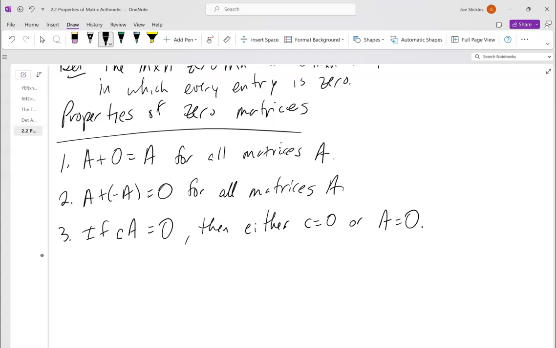It's important here that I've got the scalar times the matrix being 0. If I have two matrices and a product is equal to 0, we don't necessarily get that one of the matrices has to be 0. The zero factor property doesn't hold for matrices in general. We'll show an example of that here later. But for scalars, it works. So either the scalar has to be 0 or the matrix has to be 0.